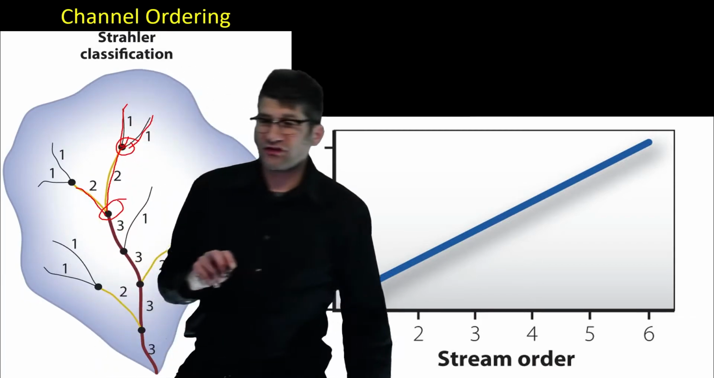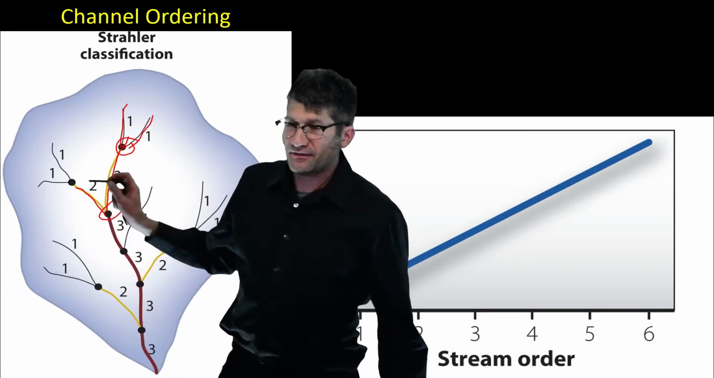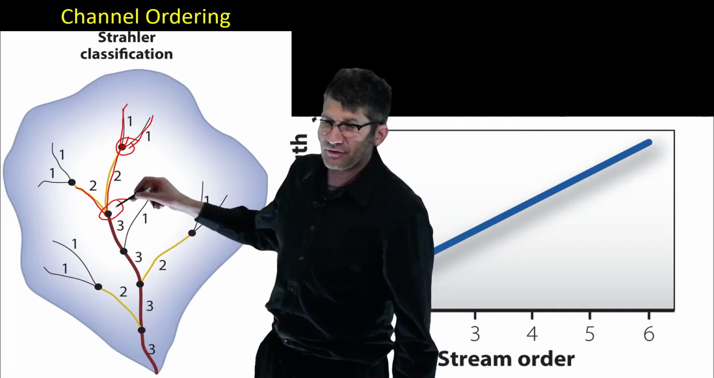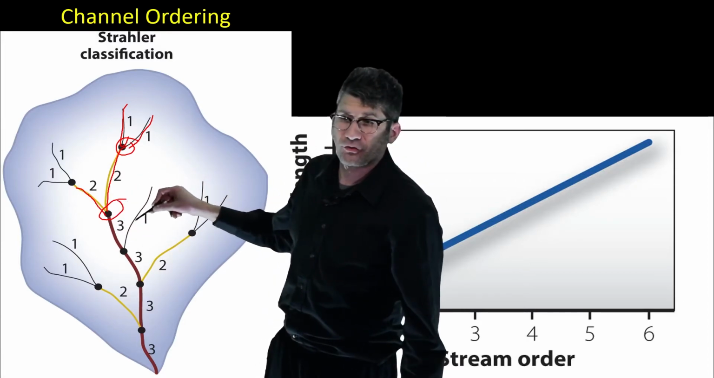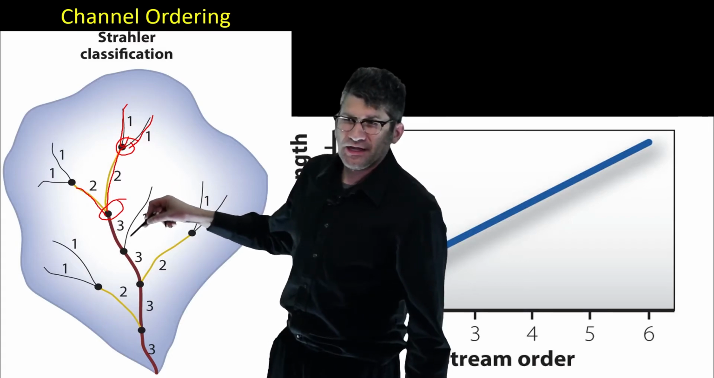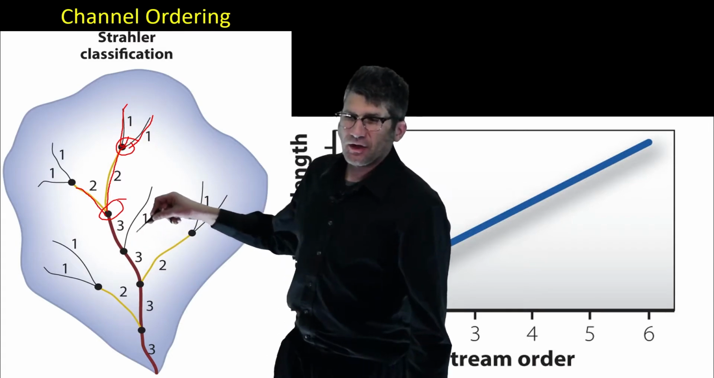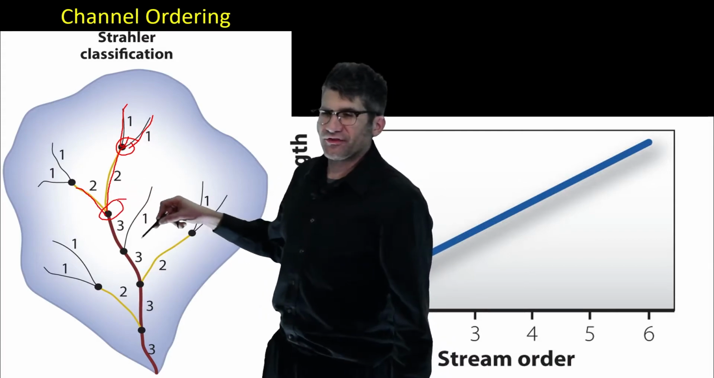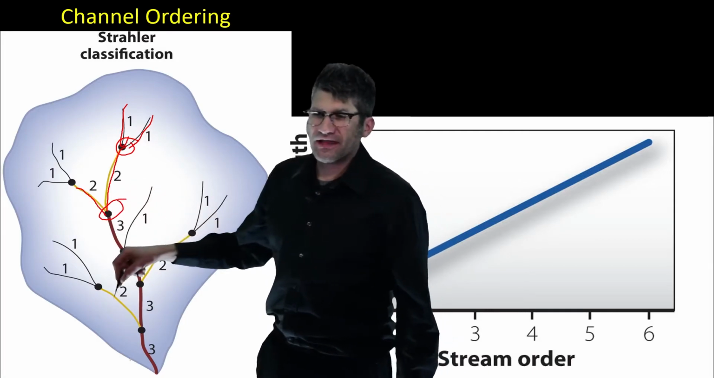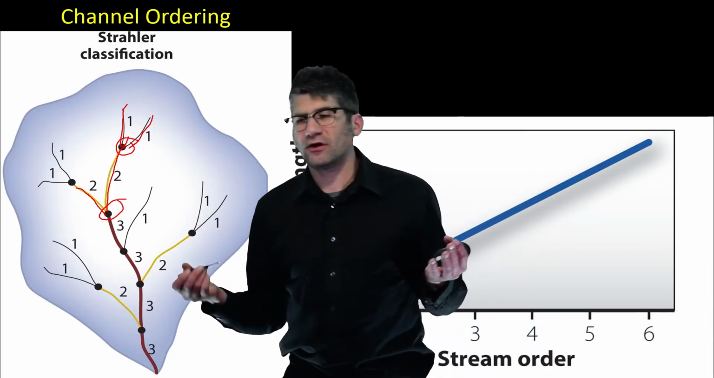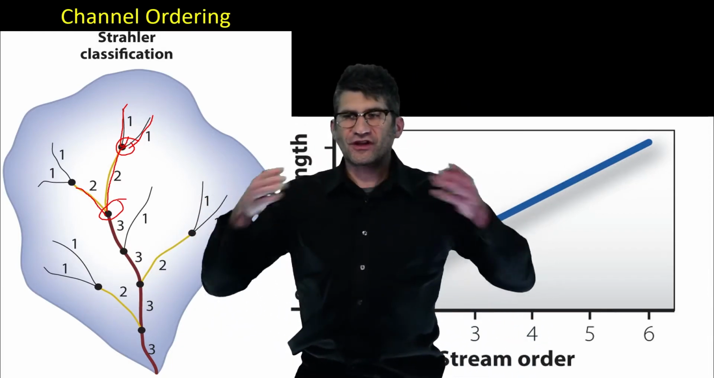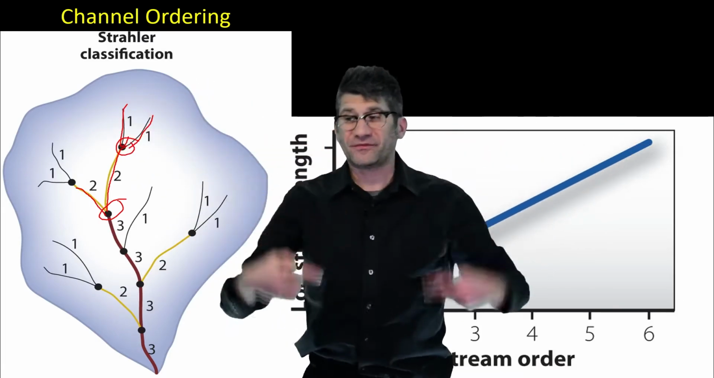Where two second order streams meet, we would go up to a third order stream. Notice that in the Strahler classification method, when we add these together, if a third order meets another first order, it doesn't become a fourth order. It still is a third order. It's only if you add stream orders of the same size together that we end up with larger streams. So because of that, you really don't see stream orders much bigger than sixth order streams, because there aren't that many big streams that come together.